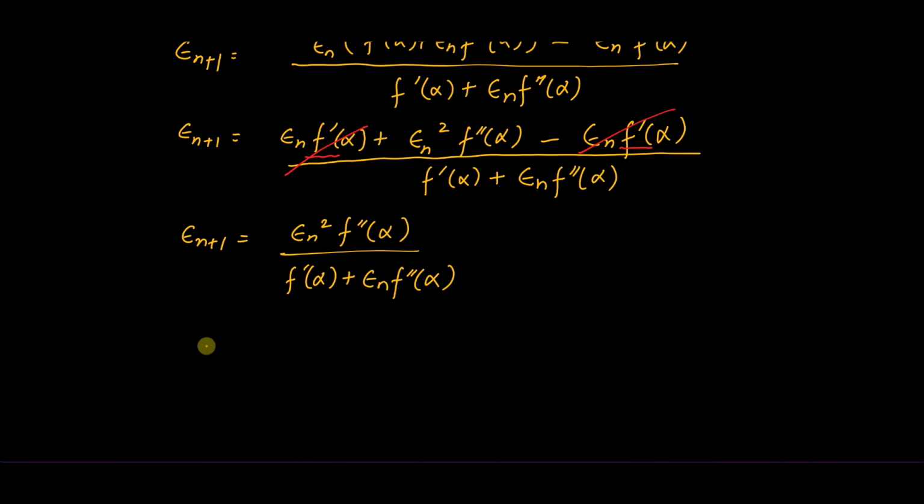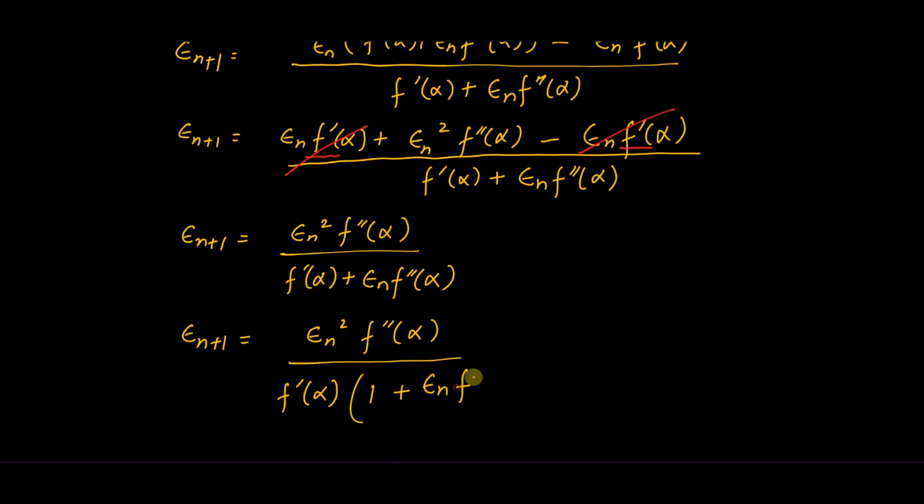Now we separate our f prime alpha. Basically, we need to take a common, and after that we need to apply the binomial theorem. So epsilon n plus 1 equals epsilon n square f double prime of alpha over, from this part we are going to take f prime of alpha common. So here we are left with 1 plus epsilon n f double prime of alpha, and in the denominator part we have f prime of alpha.